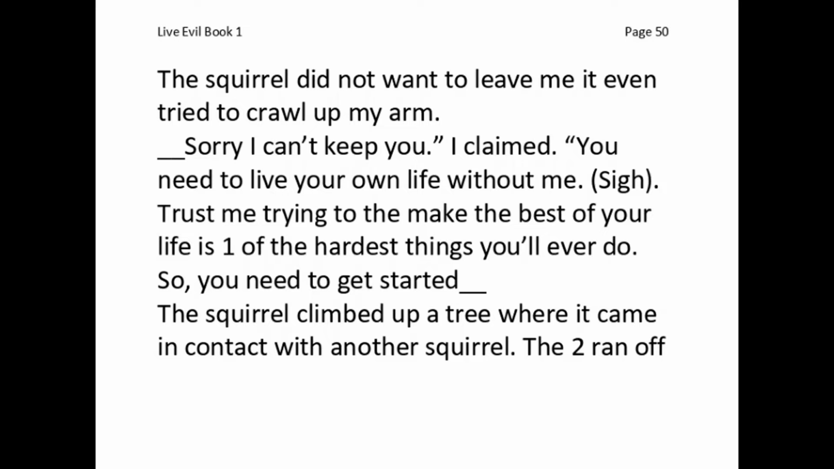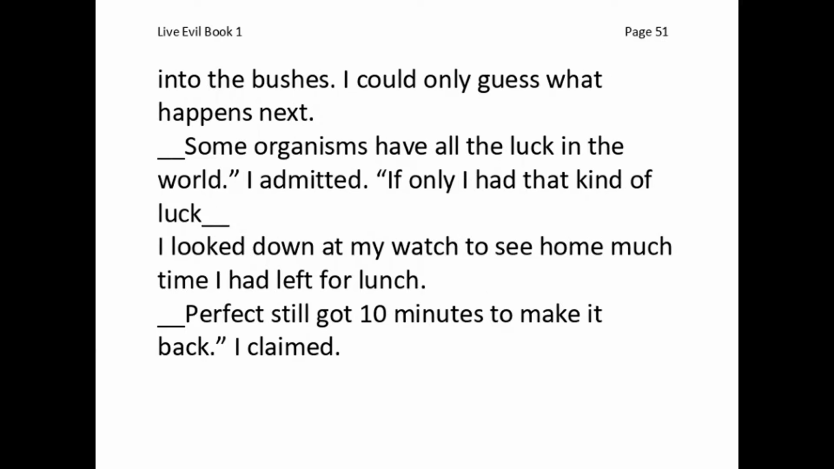The squirrel climbed up a tree where it came in contact with another squirrel. The two ran off into the bushes. I could only guess what happens next. "Some organisms have all the luck in the world," I admitted. "If only I had that kind of luck." I looked down at my watch to see how much time I had left for lunch. "Perfect, still got 10 minutes to make it back," I claimed.